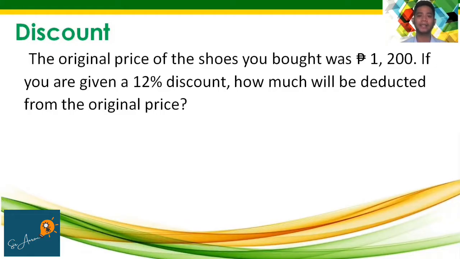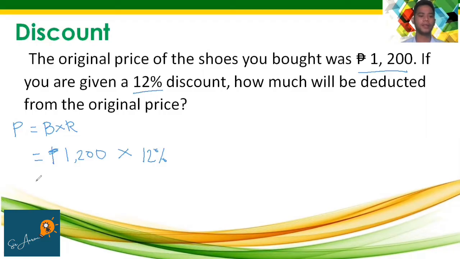Ang gagamitin natin is yung formula ng percentage. So sulat natin yung formula. So in finding the percentage, ang ating formula ay P equals base times rate. Okay? So base ay yung original or yung buo na value and then yung rate ay yung may percent sign. So alin dyan ang base? So ang base natin ay ito, 1,200 pesos. At ang rate naman natin ay itong 12%. So i-substitute lamang natin yung mga given values. Ang base ay 1,200 pesos times rate ay 12%.